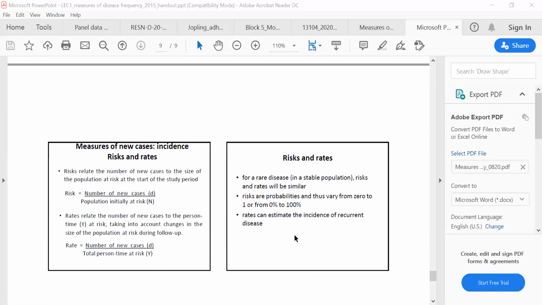For rare diseases, remember, as I said, when do you choose whether to use a risk or a rate? We said for rare diseases in a stable population, risk and rates are the same. Remember, we said the rate takes into account the change in population. But if the population is not changing and is stable, then these two tend to be similar. Then risk is a probability, and it ranges from 0 to 1. If you put it as a percentage, it's from 0 to 100%.